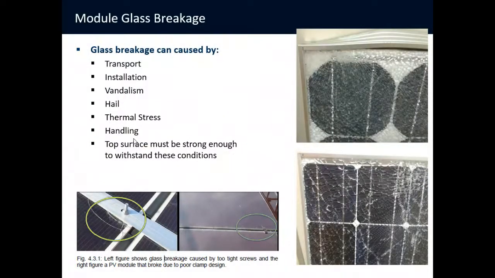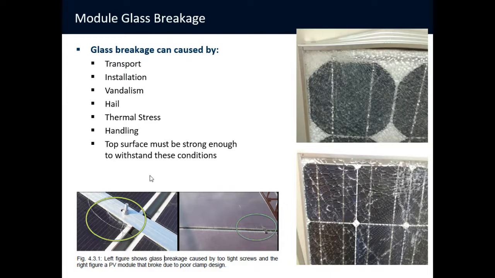So modules have a glass front surface, so obviously there's always a risk that glass breakage can occur in the transport, installation, or handling of the module at any point. The installation of the module in the racks can also result in stress to the module that can result in glass breakages.